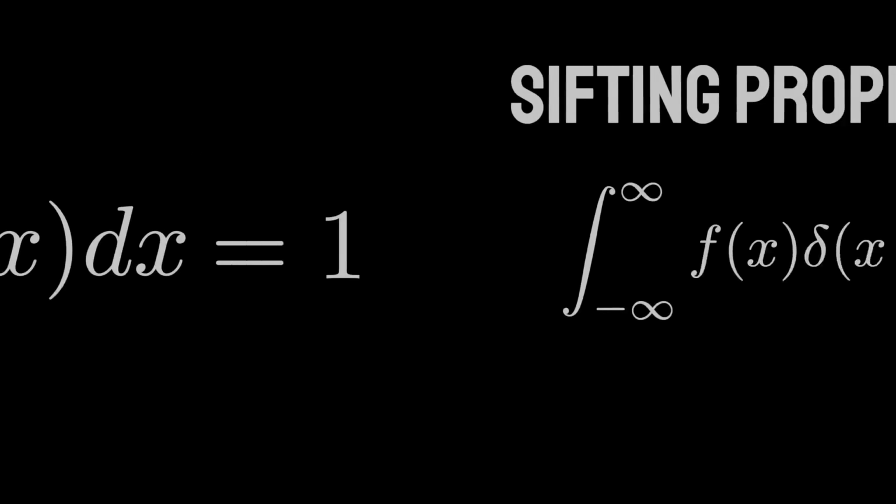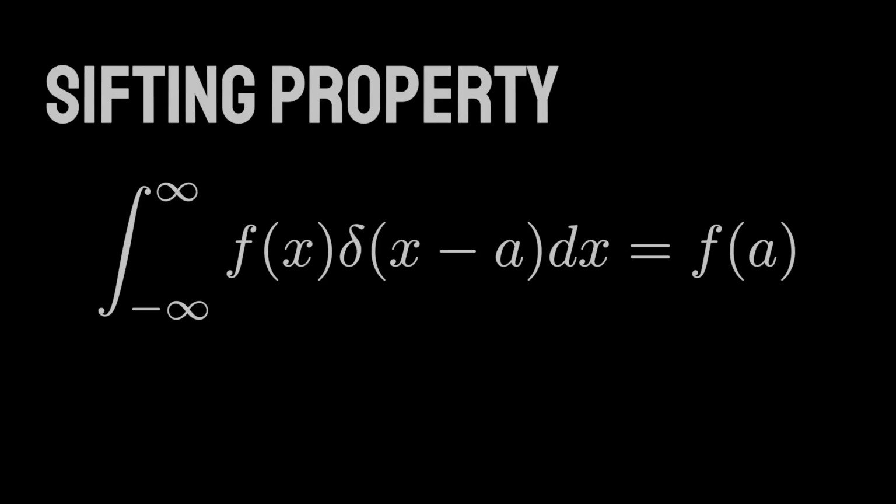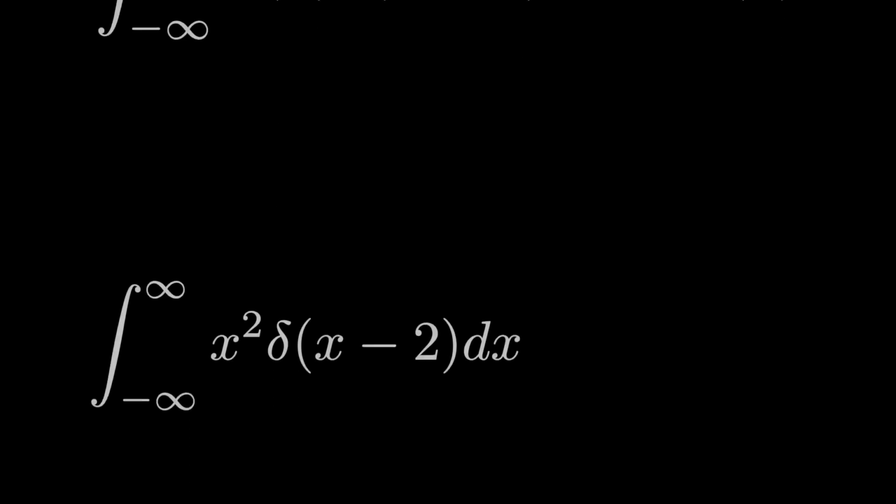But even more so than that, another property called the Sifting Property is what makes it so useful. If we have some function f of x multiplied by a Dirac Delta Function centered at some value a, and we integrate that, that's just going to give us our function evaluated at wherever the Dirac Delta Function is centered, so f of a in this case. Now that's just a basic definition of the Dirac Delta Function and one of the really useful properties, which is the Sifting Property. Let's go and look at some examples.